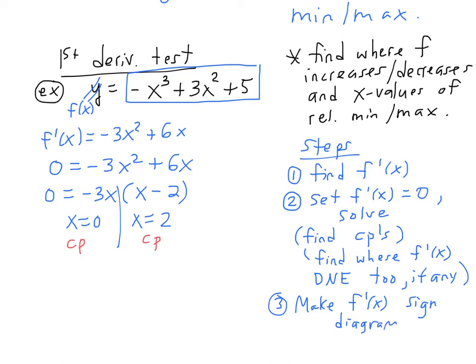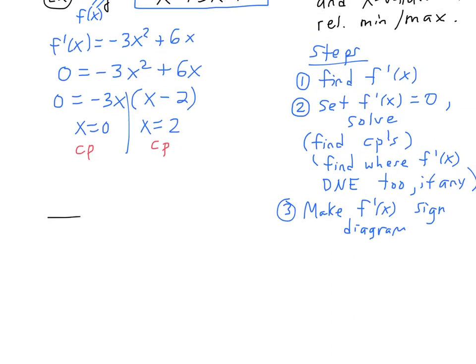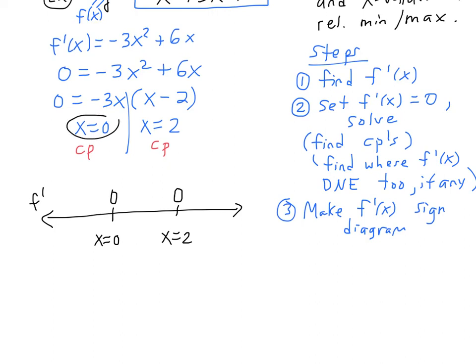Alright, so what does a sign diagram look like? Well, this is where we're going to make a number line. I'm going to label it f prime. And I'm going to mark off the x values. Now it's a number line, so it has to go left to right from least to greatest. Okay, so we have 0 and 2 down there. And we know that the derivatives are 0 at those 2 points. Okay? So, because again, we solved and we got these answers, alright, where the derivative was equal to 0.